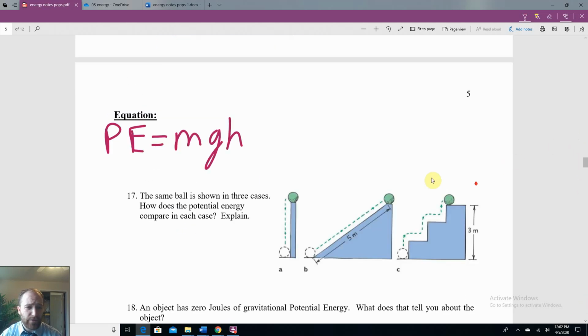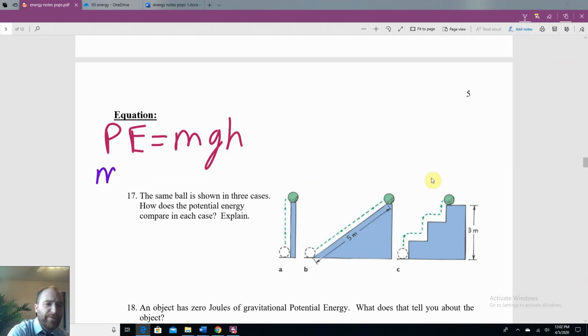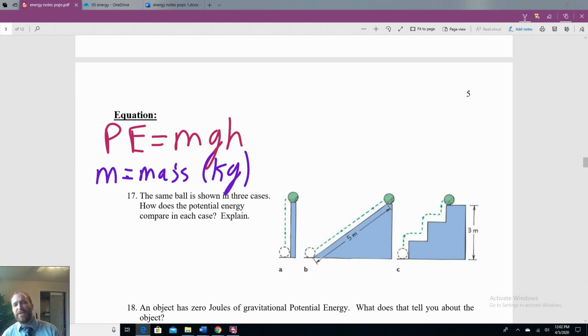And just to have it in your notes, let's write down what everything stands for. I like doing that in a different color, though. So M is going to stand for the mass of the object, which, remember, we always measure in kilograms. G we've seen before. We saw it when we did forces, specifically the force of gravity. G stands for the acceleration due to gravity.